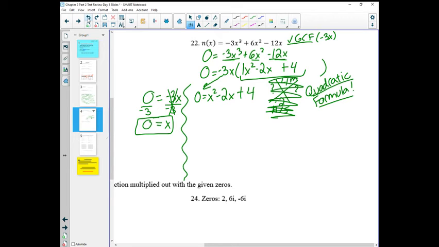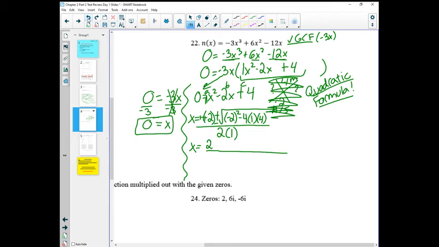Just like we did on the last problem, first I'm going to label a, b, and c. Now I'm just going to plug those values into the quadratic formula. Negative b, which is negative 2, plus or minus the square root of b squared, negative 2 squared, minus 4 times a times c, all over 2 times a, which is 1. Now let's simplify. This double negative makes that a positive 2 in the front, plus or minus.